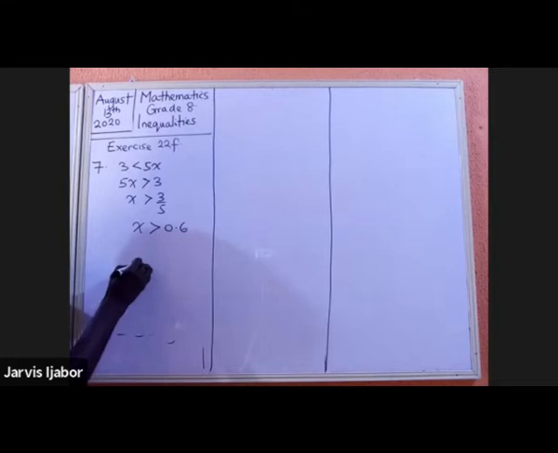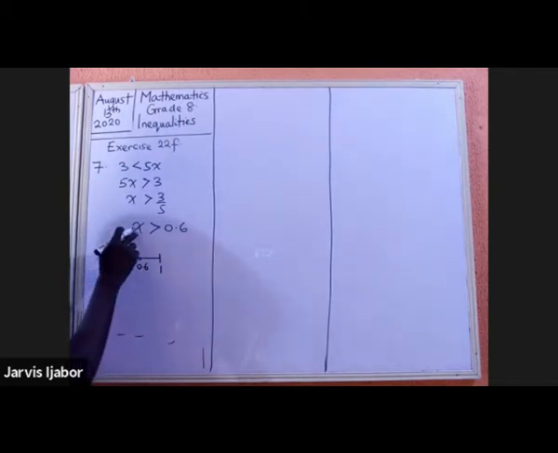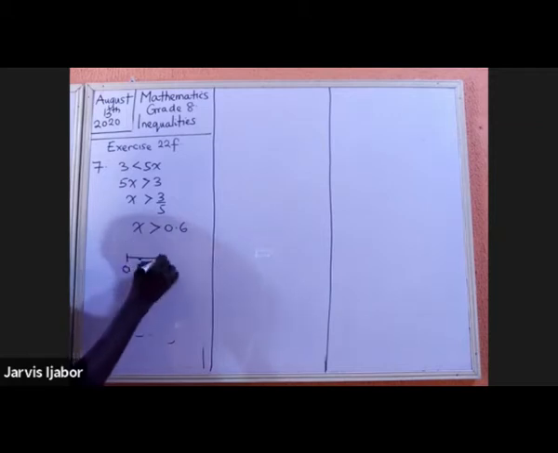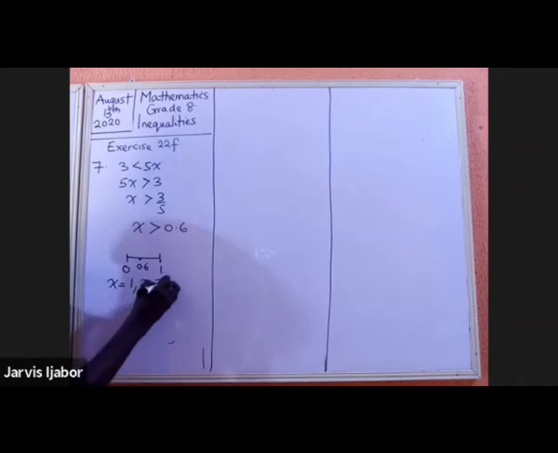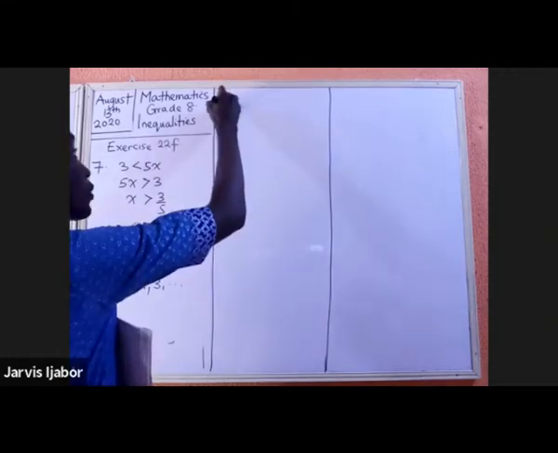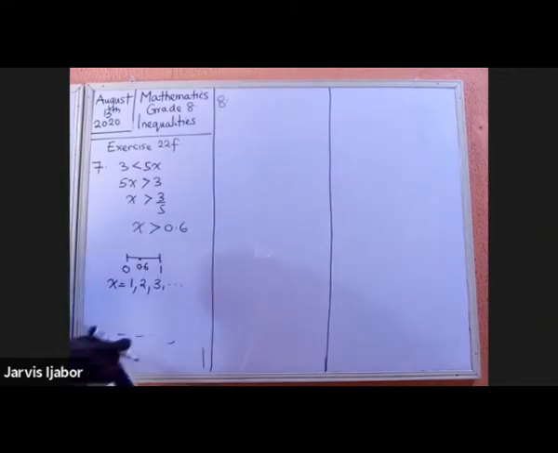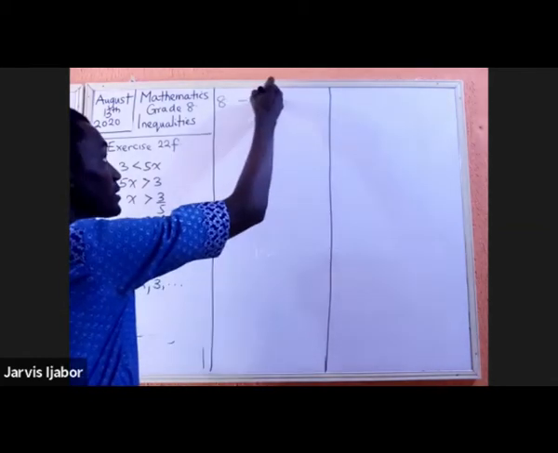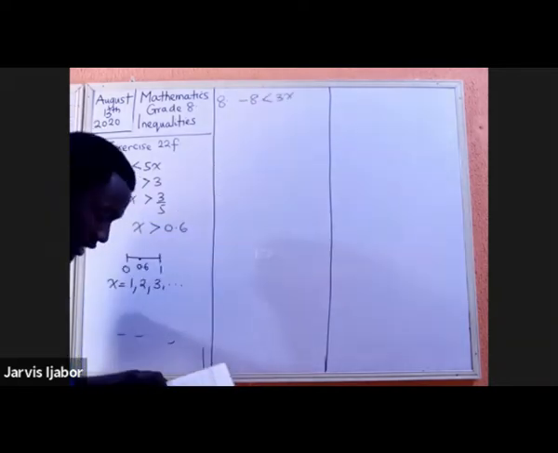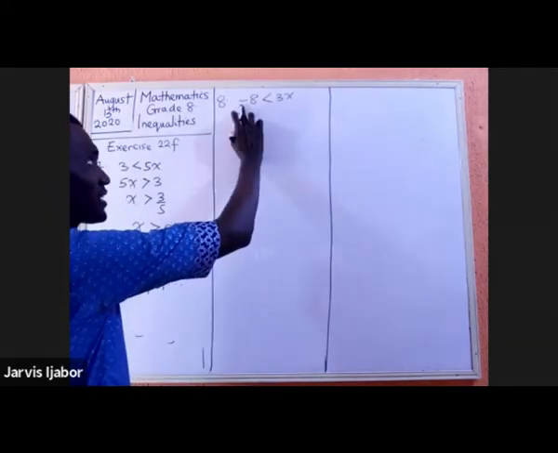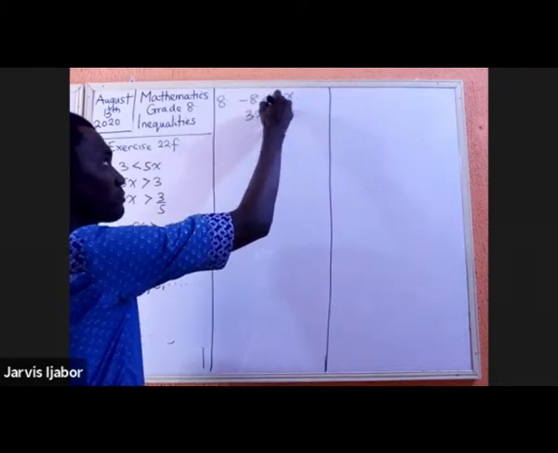So if you are to use the number line technique, look at it. 0.6 will exist between 0 and 1. They said what we want is an integer that is greater than 0.6. So it means you have to start from 1. So your answer will now be 1, 2, 3, dot, dot, dot, and so on. That's for number 7. In question 8, we are told that negative 8 is less than 3x. If this is less than this, it only means that this must be greater than this.